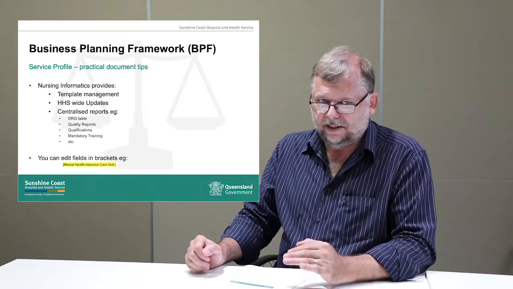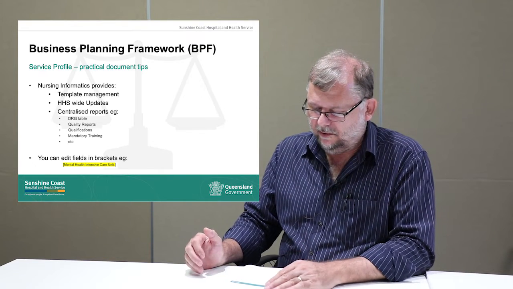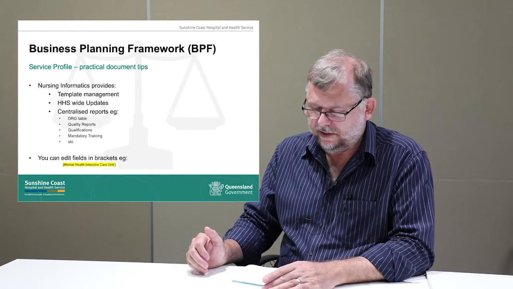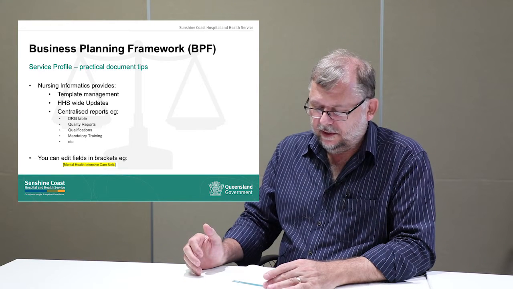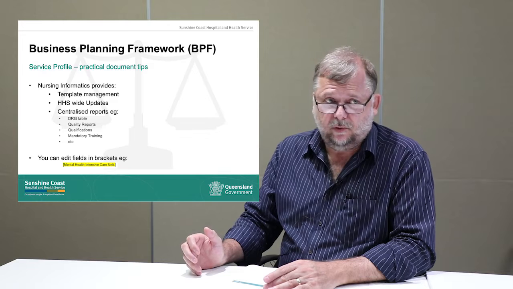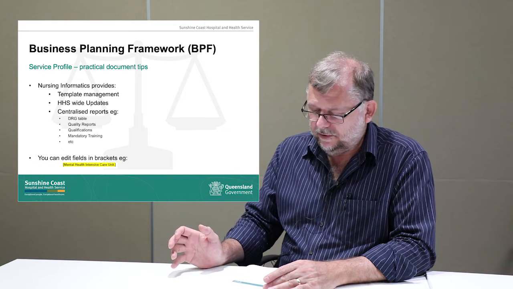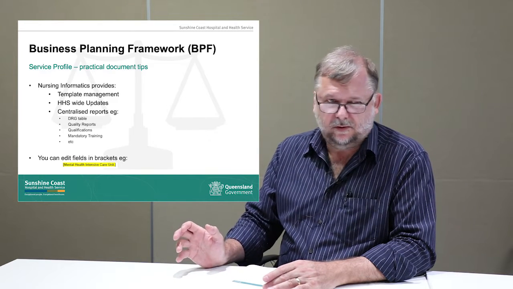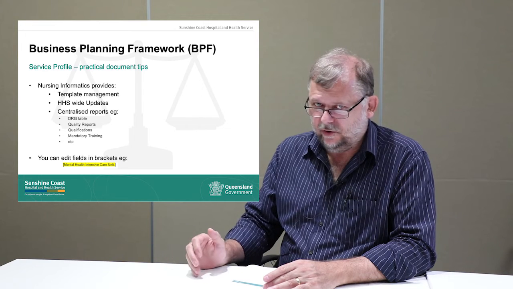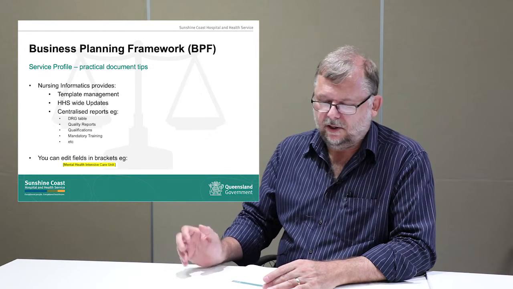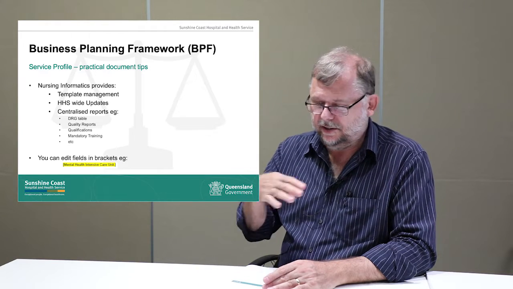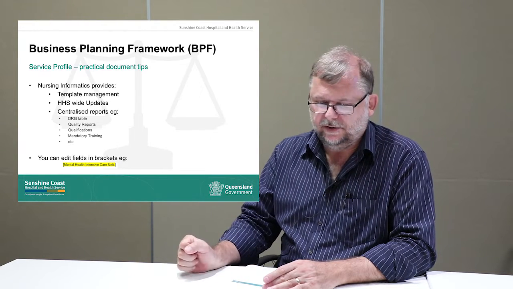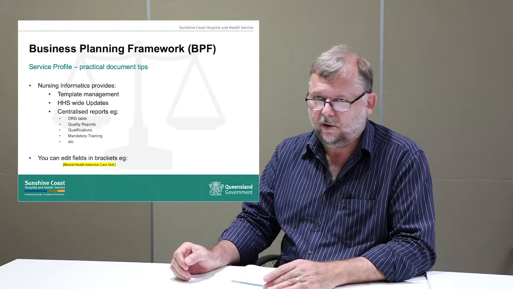So you need to contact us if something is locked that you need to be able to change, and we've missed that. So we will insert health service-wide updates. We will insert centralised reports like your DRG tables, your quality reports, qualification reports, mandatory training reports, etc. So we will insert those for you. Your task then will be to go to the action list and analyse and make actions in section 4 around those topics.